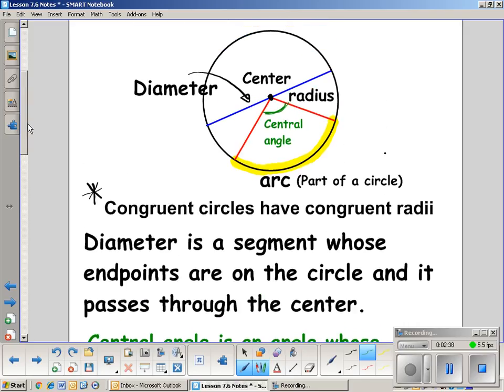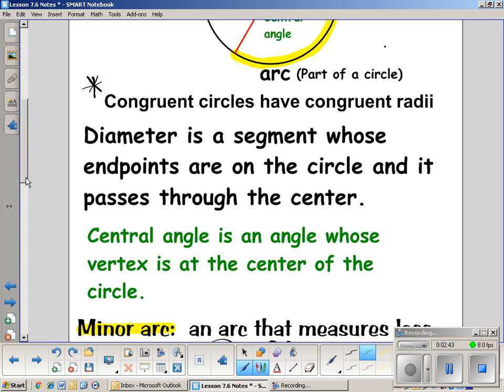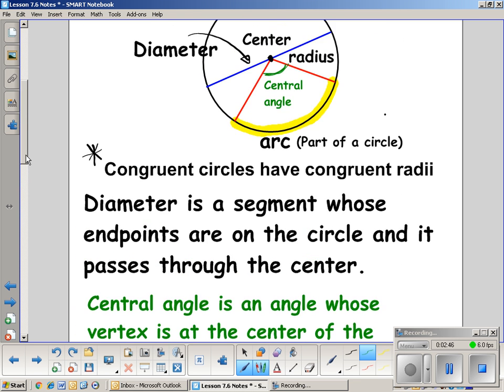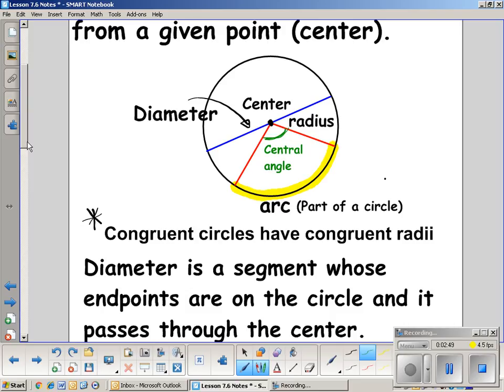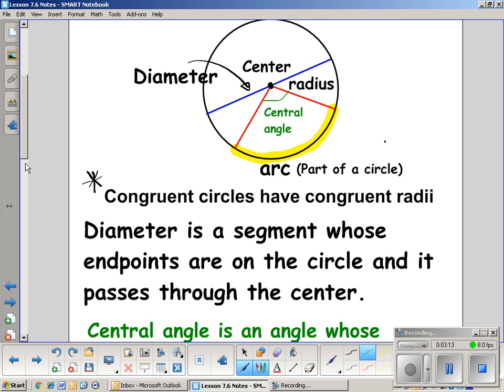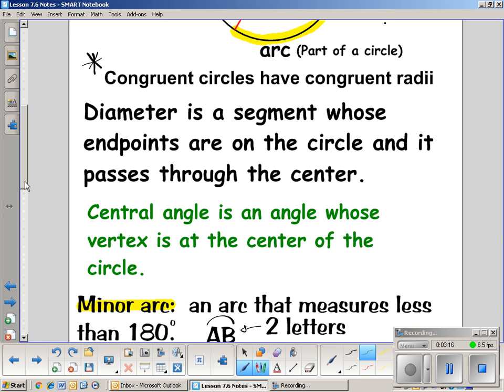And then an arc, or as part of a circle, okay? And I think we have definition of an arc here, don't we? No? So an arc, just to make sure we understand, is the part of the circle that's intercepted, is the word we use. It's intercepted by the radii, or chords, or whatever. It's being cut off by these segments. And so this is the arc. Okay? There's our arc. All right. Congruent circles have congruent radii.